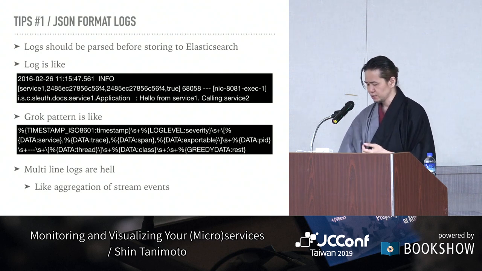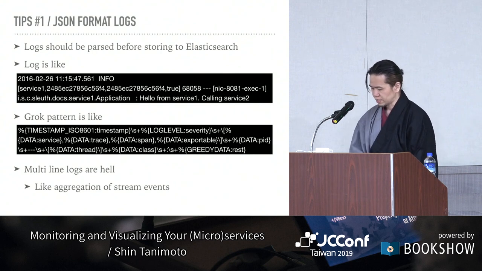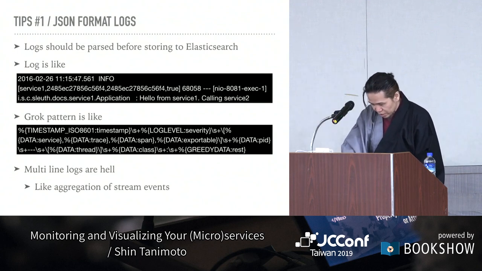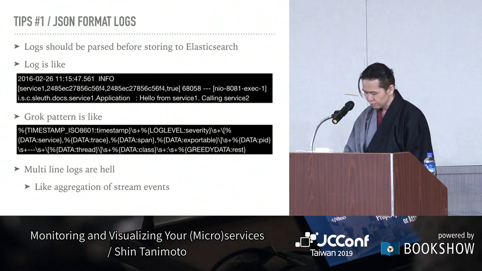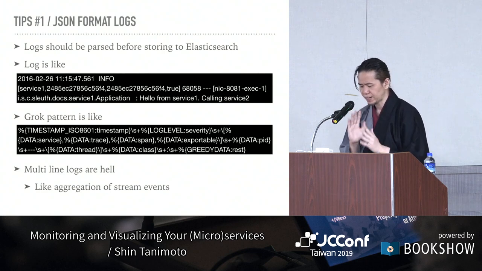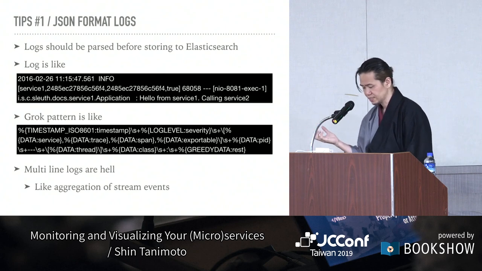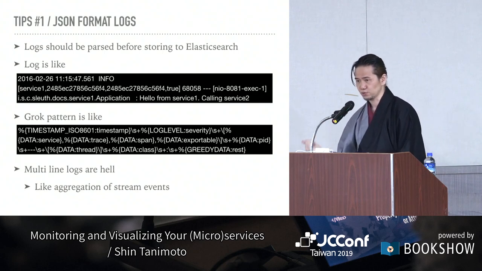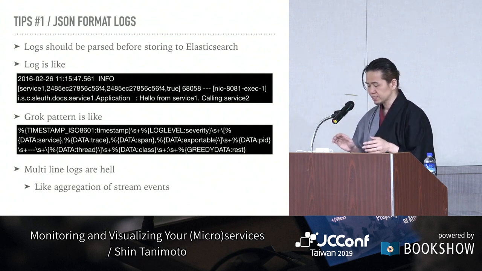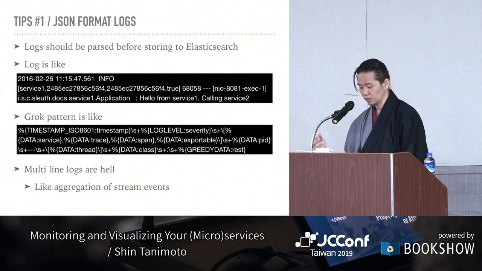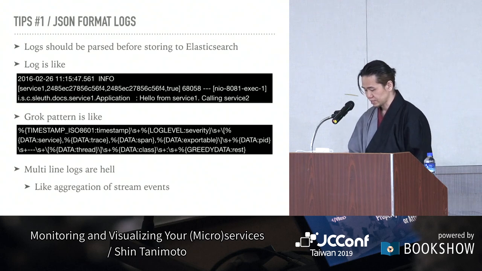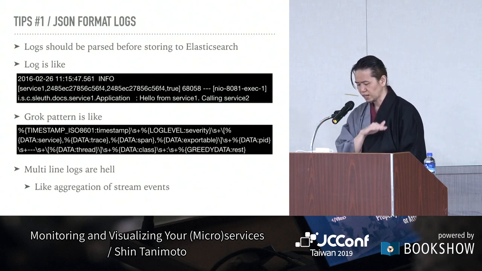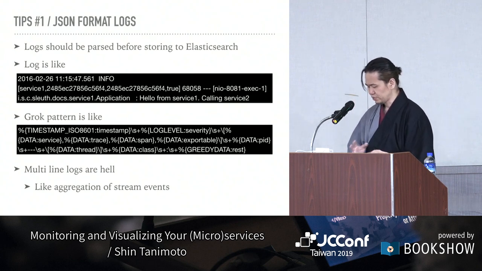This can be tricky, and we need to create grok patterns that combine regular expression patterns and name each item in the log, such as timestamp, severity, service, trace, span, whatever. So it is quite hard, because we have to write the parse configuration on the FluentD side for each log type. When we add a new type of log, we need to add grok configuration to FluentD too. And logs can also be multiple lines, such as when a stack trace is printed to the log. In particular, with containers like Docker and Kubernetes, a single line of log is recognized as a single event, making it difficult to merge multiple lines of log into a single event. It's like aggregation of stream events, so it's hard.